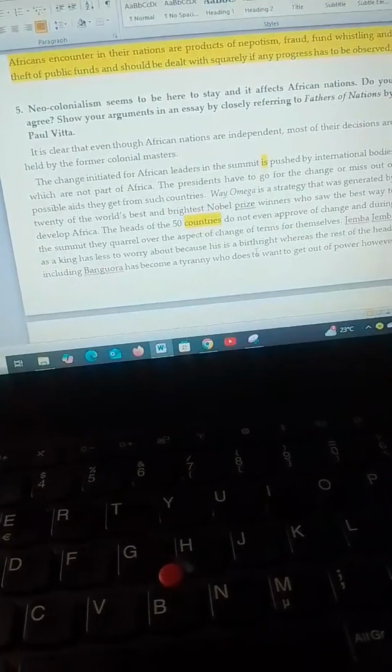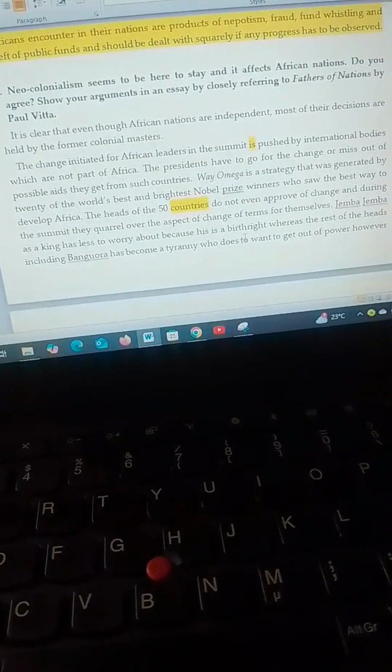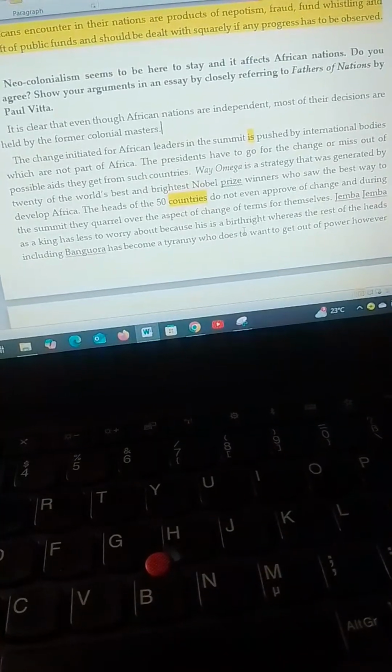So the essay was, neocolonialism seems to be here to stay and it affects African nations. Do you agree? Show your arguments in the essay by closely referring to Fathers of Nations by Paul Vita. Now this one I'll read as I show it because I don't want to go back to it later. It is clear that even though African nations are independent, most of their decisions are held by former colonial masters.